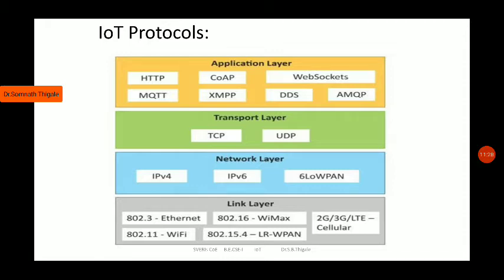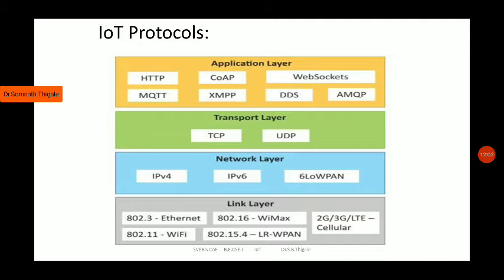Then we have 802.15.4 LR-WPAN, which is a collection of low rate wireless personal area network standards. The standards provide low cost, low speed communication for power constrained devices, as the name suggests. Low rate, so the maximum data rate that we can achieve here is 40 kbps to 250 kbps.